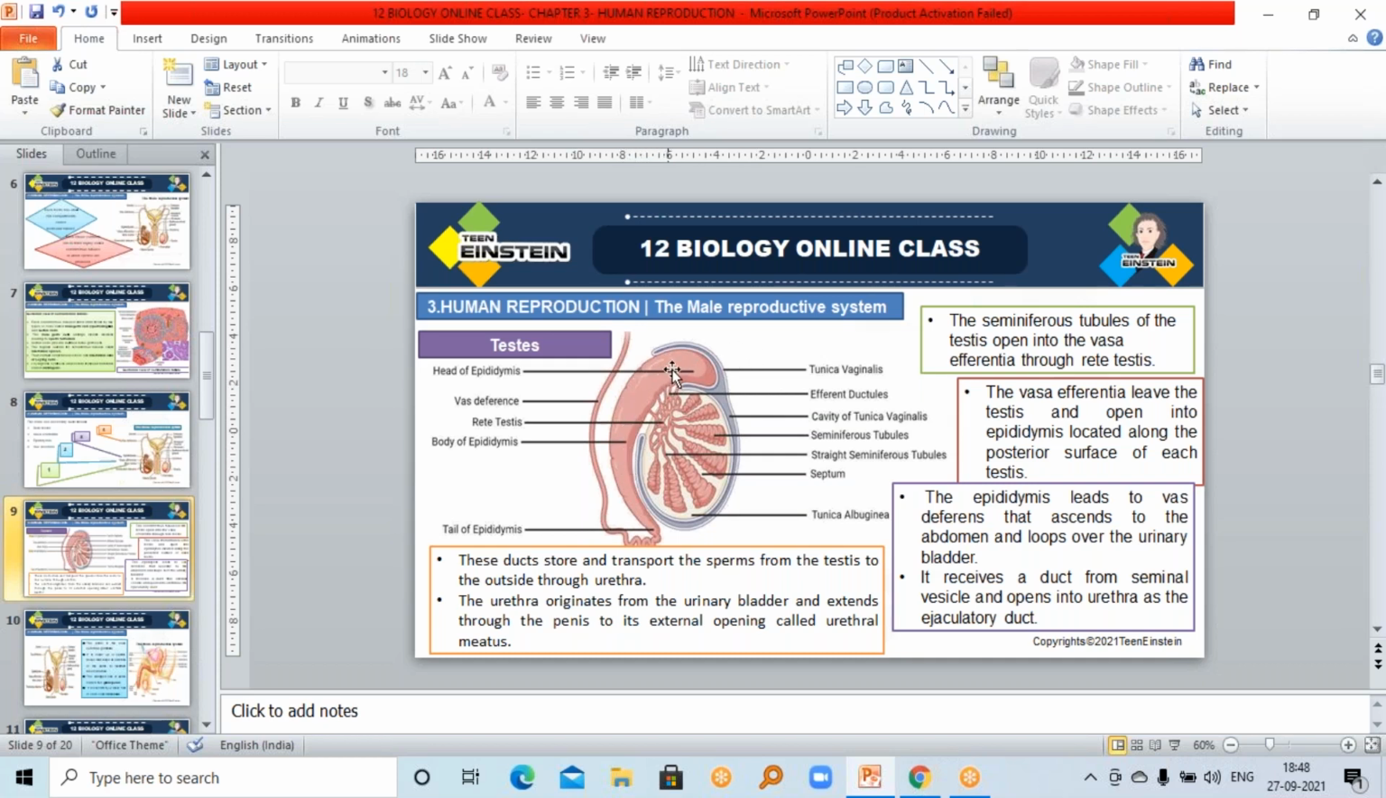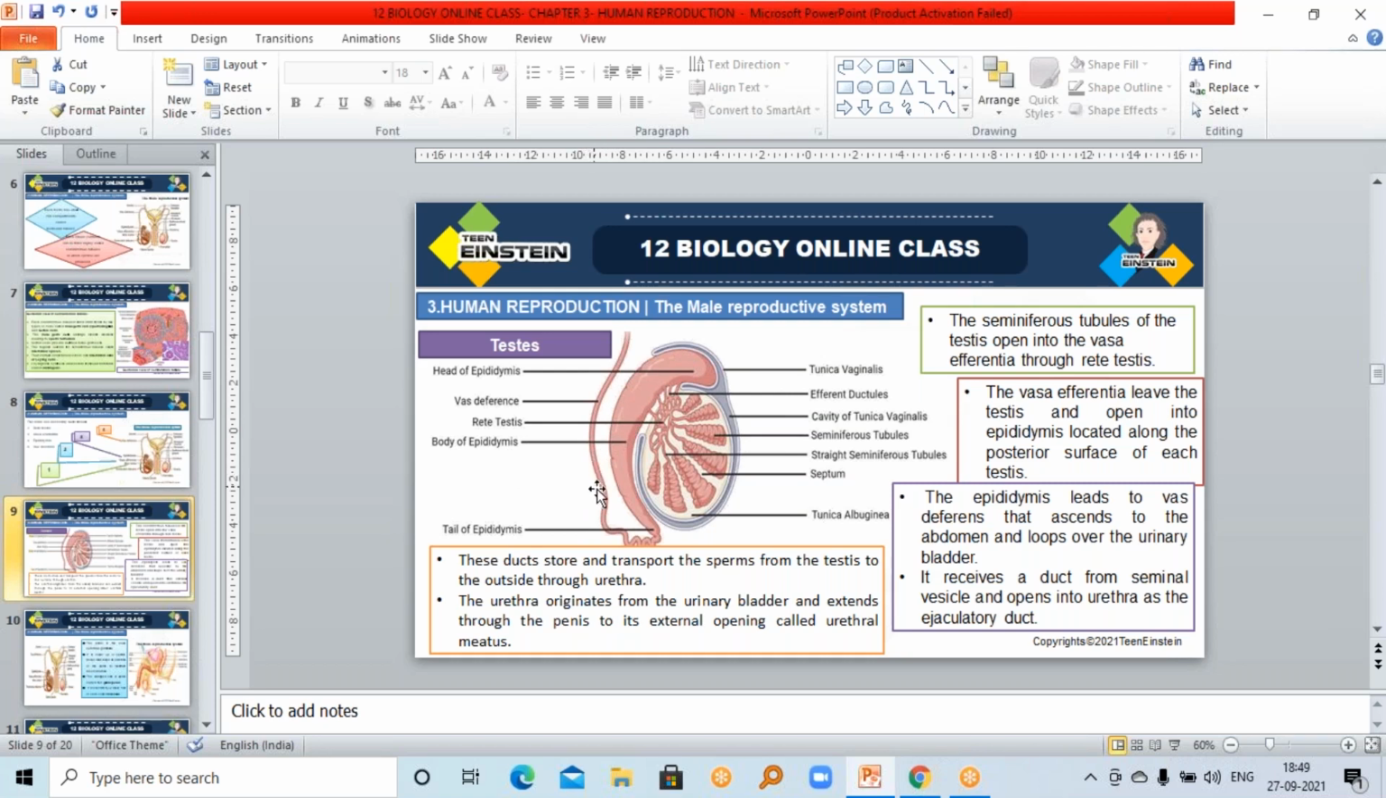Just listen, these are important for NEET questions. At the anterior end of the testis, it is called the caput epididymis. Caput means head portion. Then in the middle portion, it is called the corpus epididymis. Corpus means the body. Here the body of the epididymis is marked as the body of the epididymis. That is called the corpus epididymis.